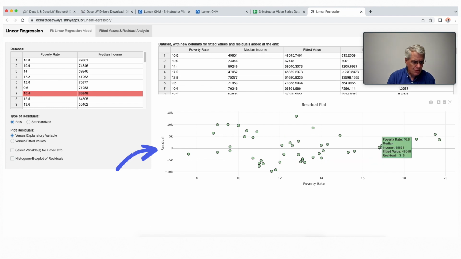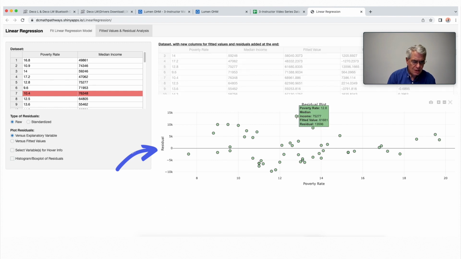And here's that point we saw, the poverty rate of 16.8. The true value of income is 49,861. The predicted value is 49,546, a residual of only $315 off. It was just a little tiny bit high, but it's very close. The XY coordinate for this state would be x equals 16.8 and y equals 49,861. And it's a little easier to see where our real residual is.